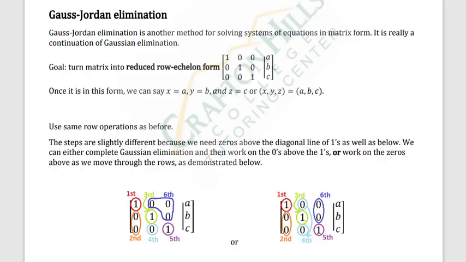Now Gauss-Jordan elimination. We will transform the matrix into reduced row echelon form. Try to remember this name, reduced row echelon form. What is reduced row echelon form? We try to make the matrix into an identity matrix with the help of row operations. Row operations are common in both the Gaussian elimination method and the Gauss-Jordan method.